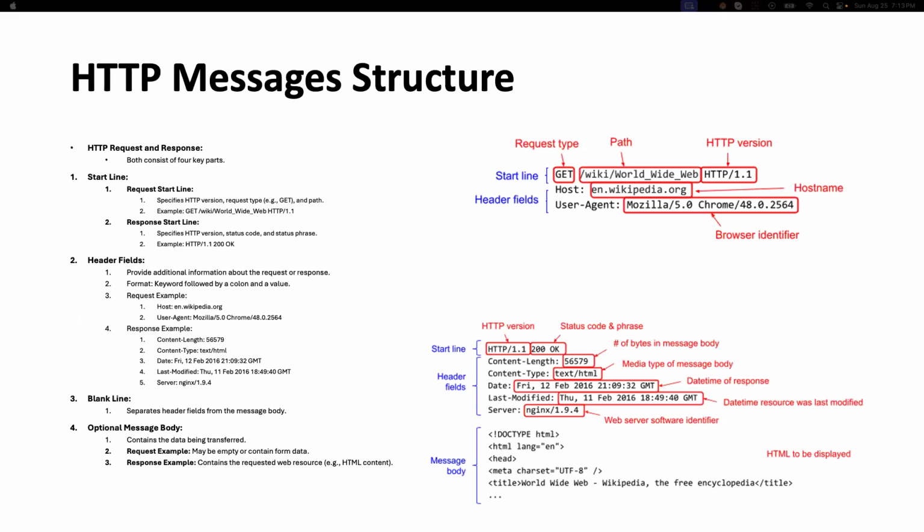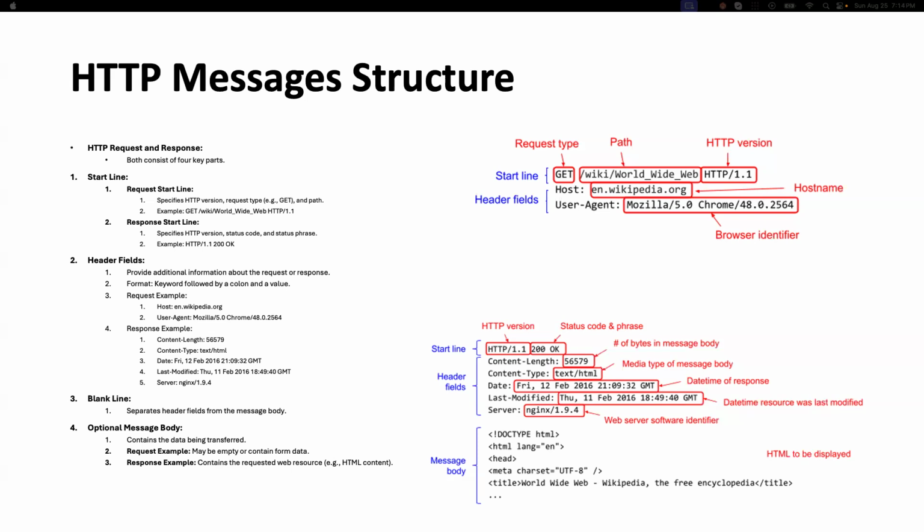Whether it's an HTTP request sent from the web browser to a web server or an HTTP response sent back from the server to the browser, both follow a similar structure, consisting of four key parts. First, let's talk about the start line. The start line differs slightly between request and response. In an HTTP request, the start line indicates the HTTP version being used, the type of request such as GET, POST, etc., and the path of the resource.